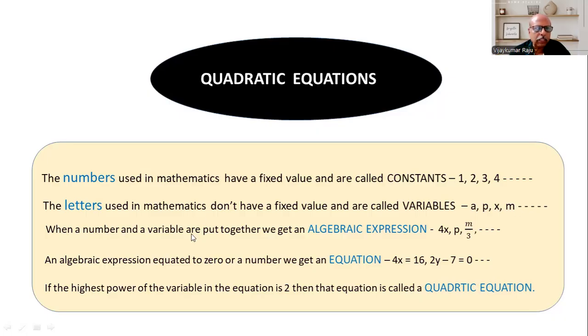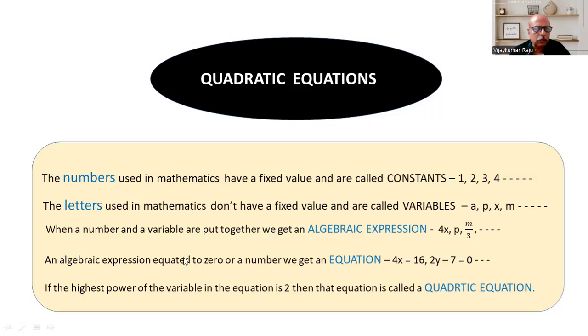When a number and a variable are put together, we get an algebraic expression. Say 4x, 4 into x. P means 1p. If only one letter is used, it is also an algebraic expression because the coefficient, or the number in front of it, is 1. So it has a variable and a constant, therefore it is an algebraic expression. m upon 3 means 1m upon 3. So this is an algebraic expression.